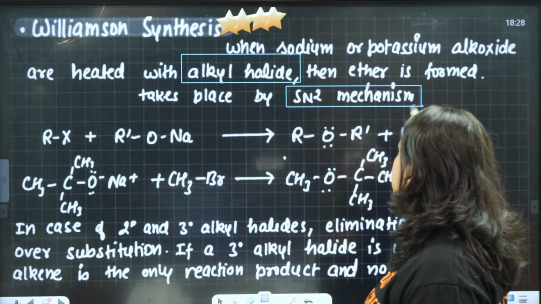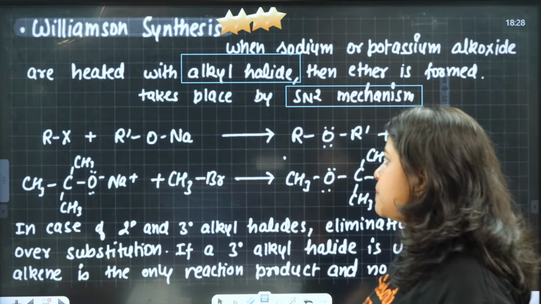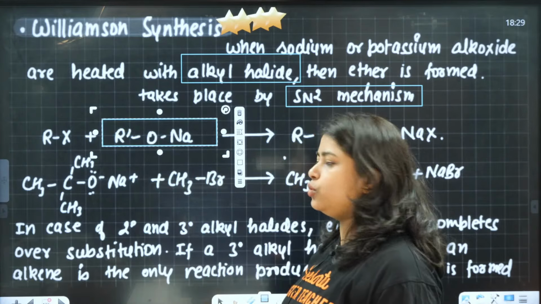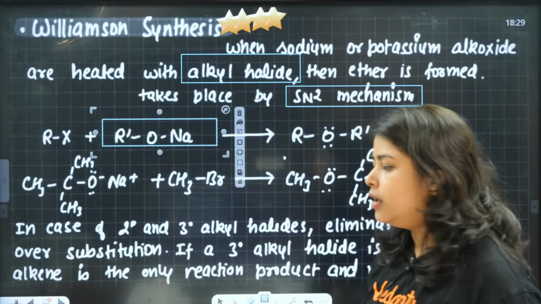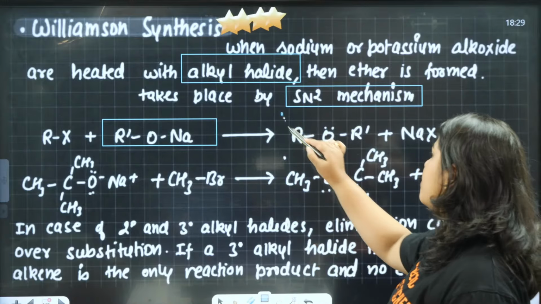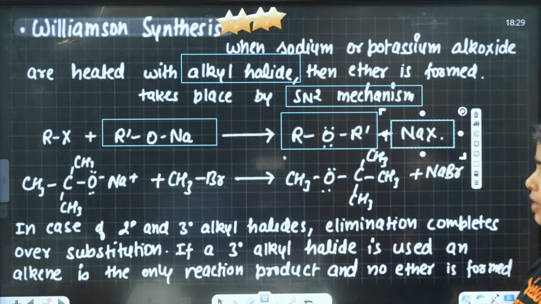By which process does this happen? SN2 mechanism, the procedure is going to work. See, RX plus R' ONa. Here in the place of R we can take anything. Sodium or potassium alkoxide is heated with the alkyl halide to form what? Ether and NaX. Clear? Ether and NaX.